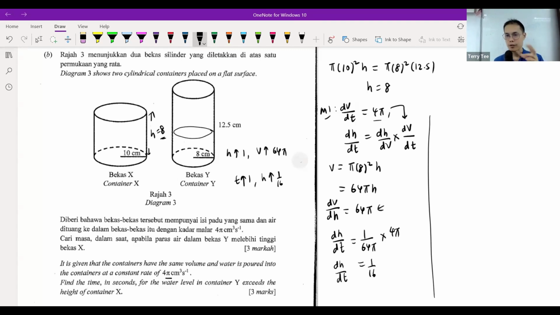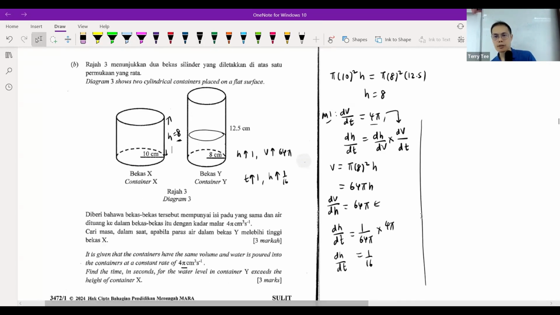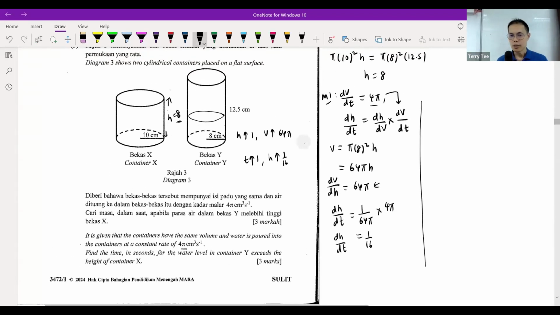So we can just use this ratio. Maybe I just show you down here so I can fit everything in one segment. We know that your height is 8, divided by the time taken, that's 1 over 16. So when you cross multiply, 16 times 8 is 128. So that means it takes 128 seconds for this water level to reach the same level as this container. Actually, this container doesn't need to be given large. You can just say height equals 8.